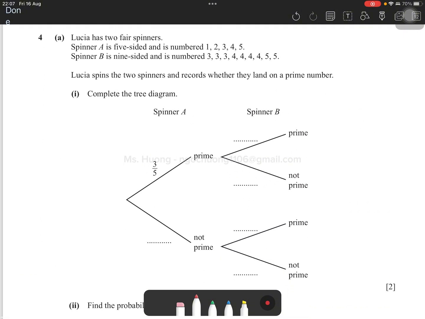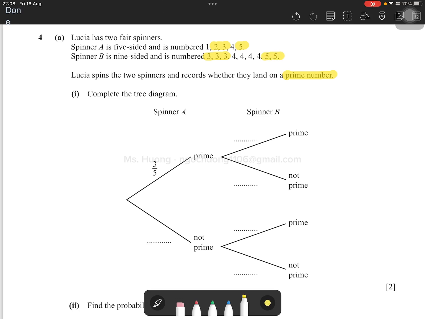Question 4a. Lucia has 2 fair spinners. Spinner A is 5-sided and is numbered from 1 to 5. Spinner B is 9-sided and is numbered 333, 4444, 455. Lucia spins the 2 spinners and records whether they land on a prime number. So we need to focus on the prime numbers. In spinner A, the prime numbers are 2, 3, and 5. In spinner B, the prime numbers are 3 and 5.